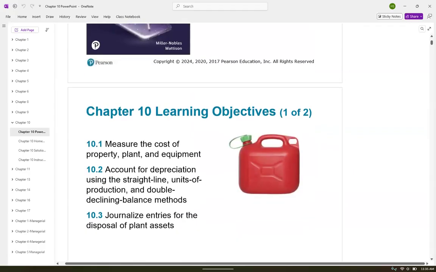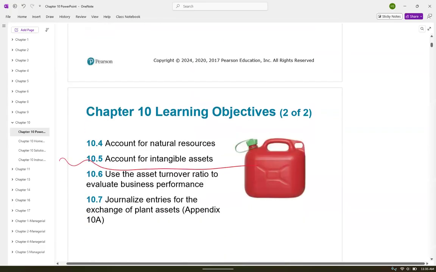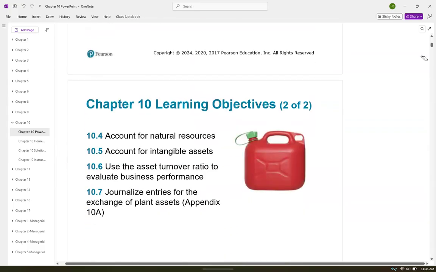I plan to do objective 10.1 in a video and 10.2 in a video by itself and 10.3 by itself, and then I will combine 10.4 and 10.5. And I don't plan on doing 6 and 7 because those are ratios. And again, we've got a whole chapter on ratios coming up in Principles of Accounting 2, which you will be there pretty soon if you are still here at the last chapter of Principles of Accounting 1.